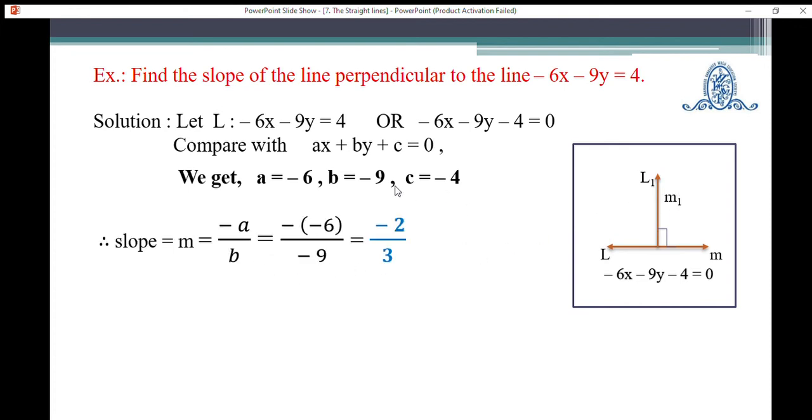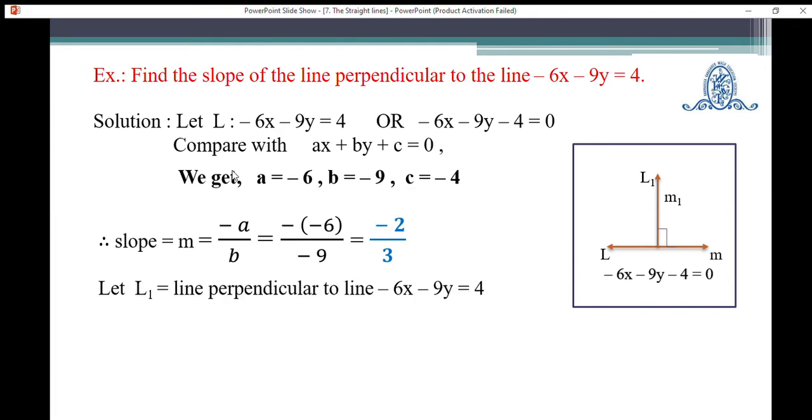Do first identify the slope of the given line. So the slope of the given line is m, as we have already denoted it. The formula to find slope is minus a upon b. Substitute the values carefully without making any mistake in sign. So minus of a, which is 6, upon minus 9, so it is minus 2 by 3. Keep your answer in fraction, don't write in decimals. So minus 2 by 3 is the slope of line L.